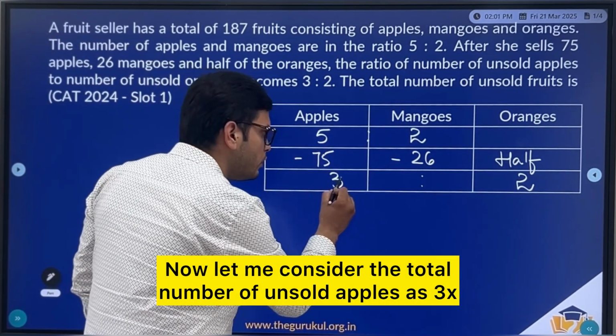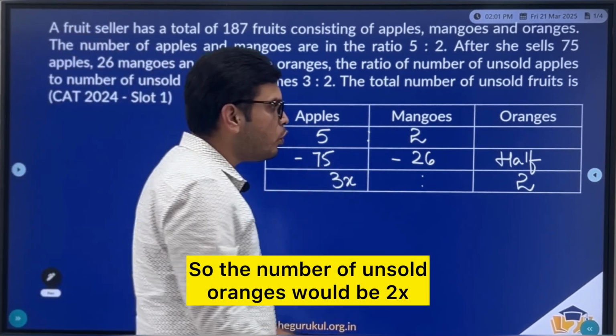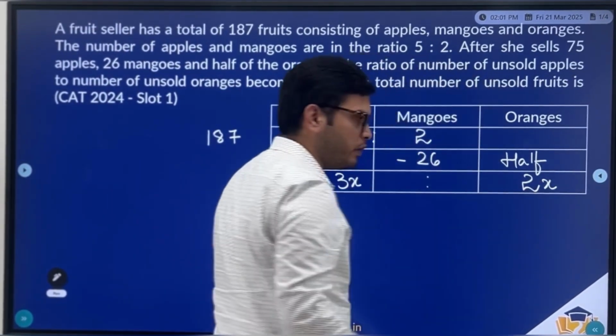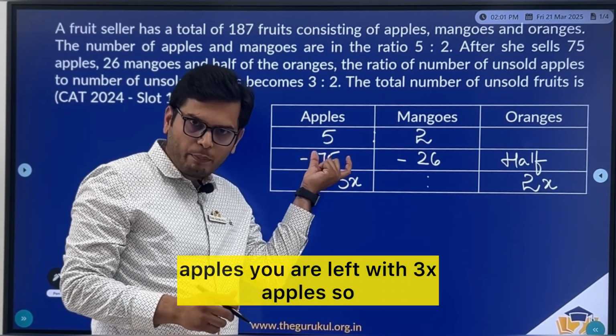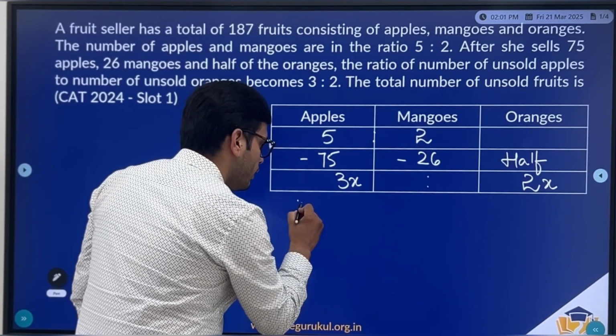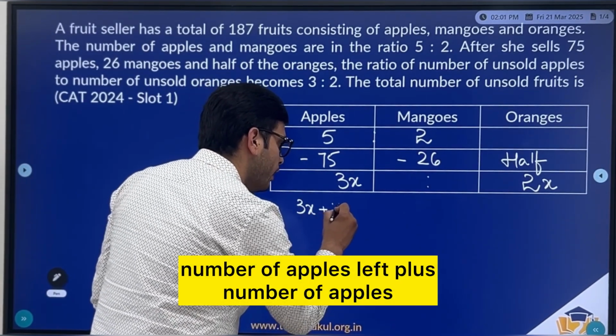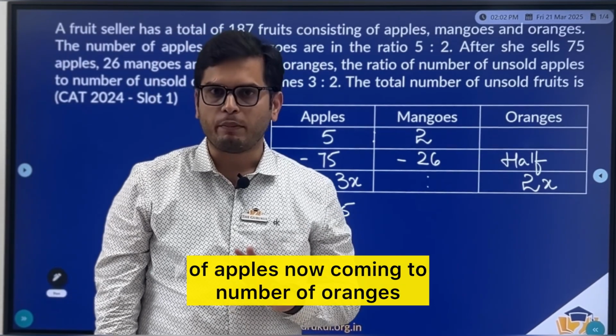Now let me consider the total number of unsold apples as 3x. So the number of unsold oranges would be 2x. Now what is this 3x? After selling 75 apples, you are left with 3x apples. So what would be the initial number of apples? Number of apples left plus number of apples sold. So 3x plus 75 would be the initial number of apples.